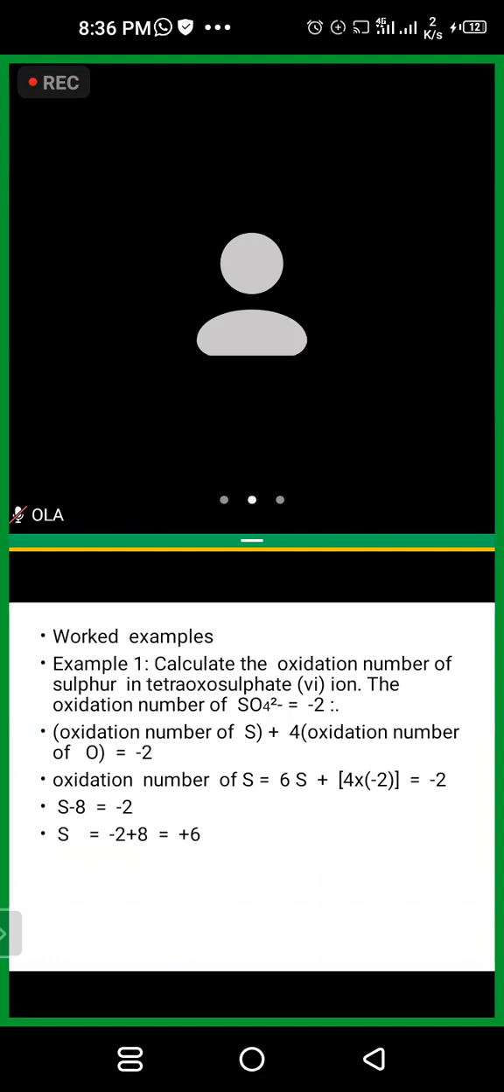Remember the number that's outside. If we collect like terms, S will be equal to -2, taking 8 to the other side, 8 now becomes plus. So S is now +6.